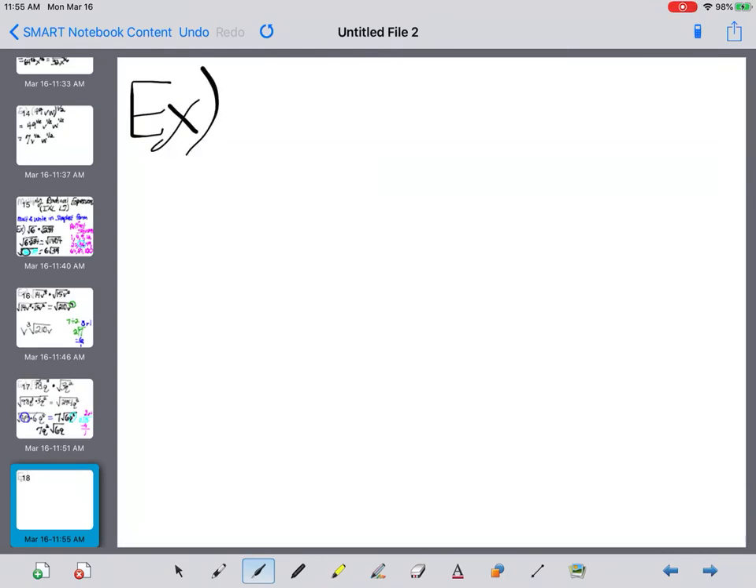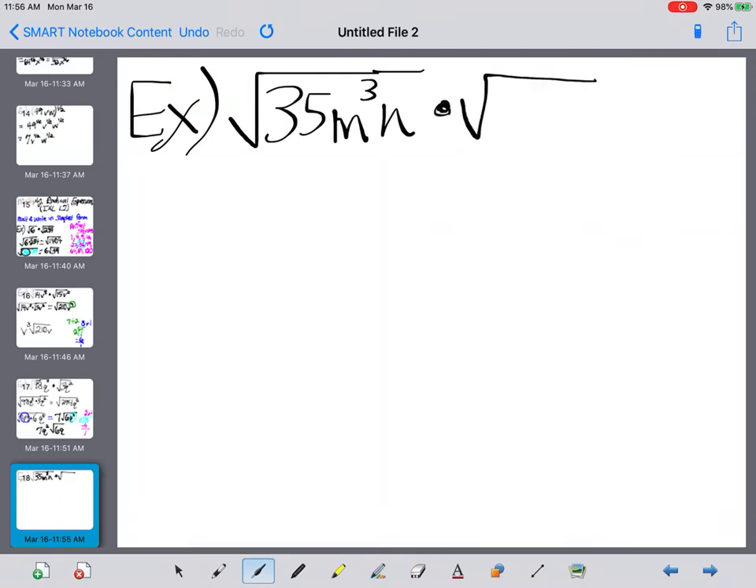So on this one, let's do a hard one. So let's do square root of 35 m to the third n, and all that's under the square root, times square root of 5m to the fourth. Okay, so this one looks hard, but it's really the same thing.